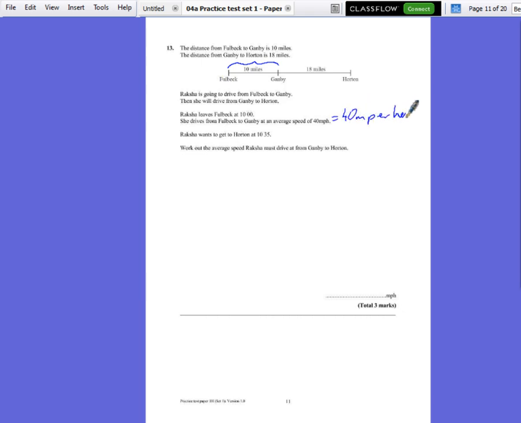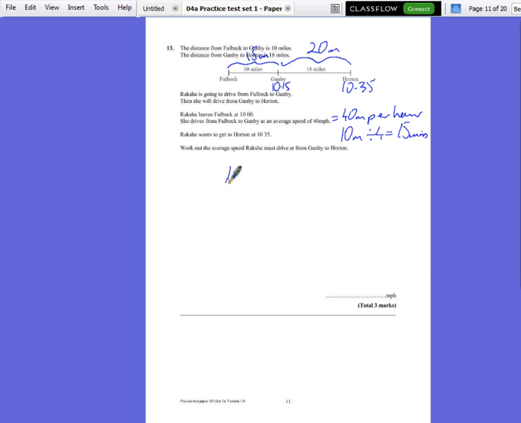So if she's doing 40 miles per hour, then to do 10 miles, we could just divide that by 4. So an hour divided by 4 will give us 15 minutes. So it takes her 15 minutes to do that first journey. So she gets to Granby at 10:15. That means she's got 20 minutes to get to Horton for 10:35.